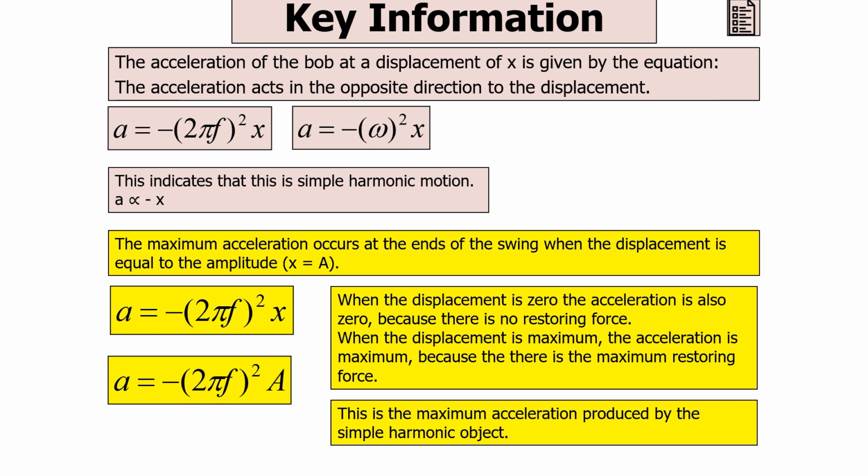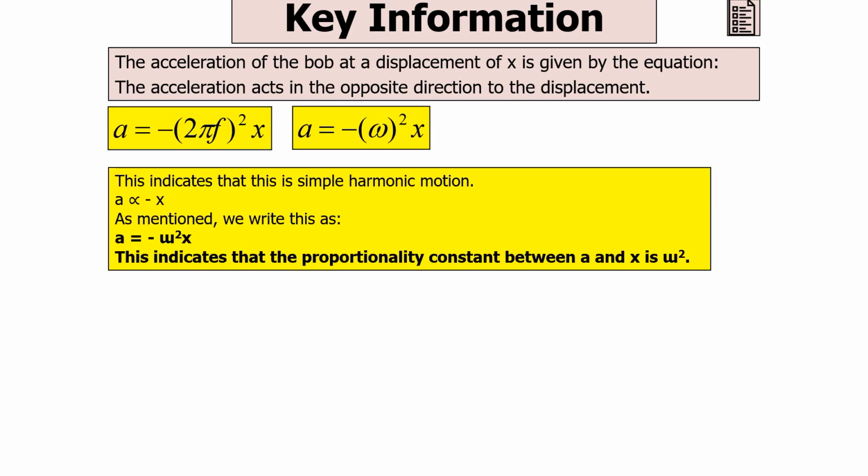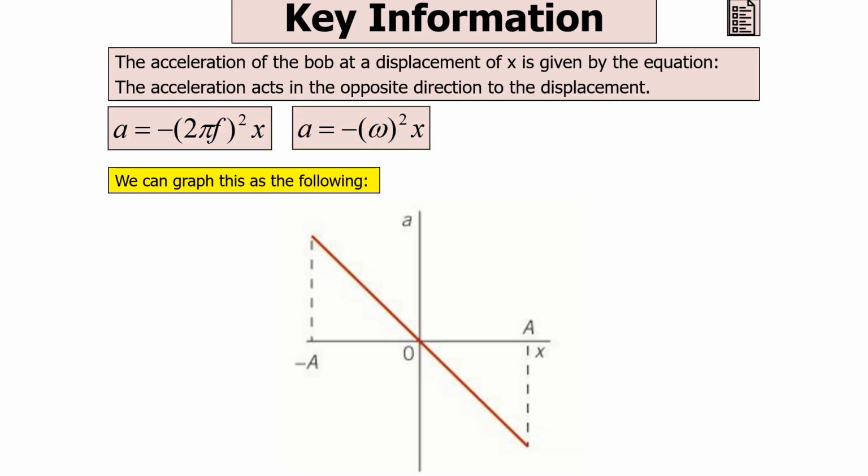So our maximum acceleration produced by the simple harmonic object is going to be a is equal to minus (2 pi f) all squared times A, or minus omega squared A. As I've said before, we know that a is equal to minus omega squared x. So this indicates that the proportionality constant between a and x must be omega squared. Now we can graph this as the following.